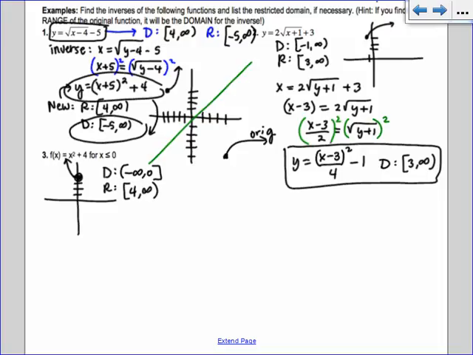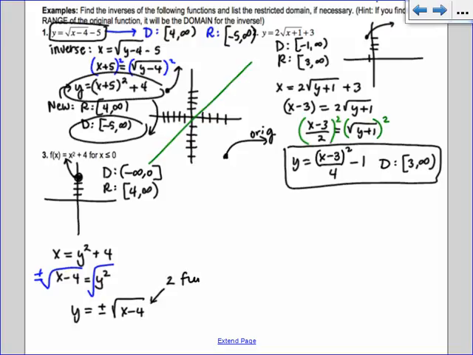So now when I find the inverse, I do x equals y squared plus 4. I subtract the 4. I take the square root. Whenever I take a square root, plus or minus. So I get y equals plus or minus the square root of x minus 4. This is two functions, so we have to choose between the plus or the minus.